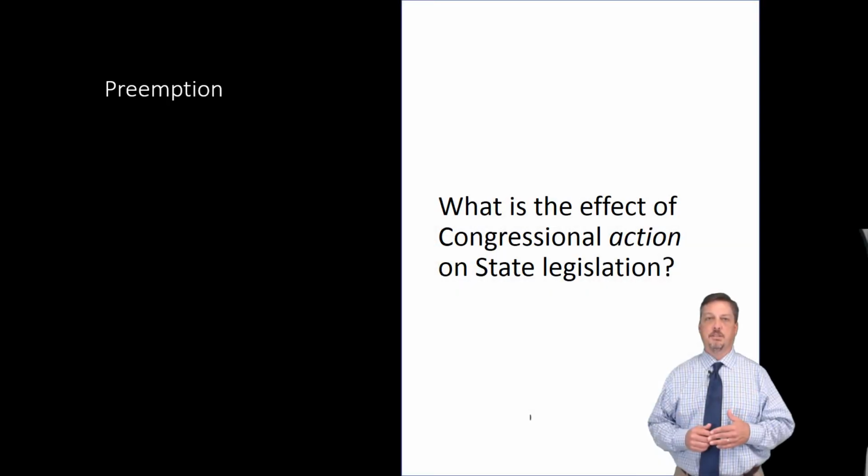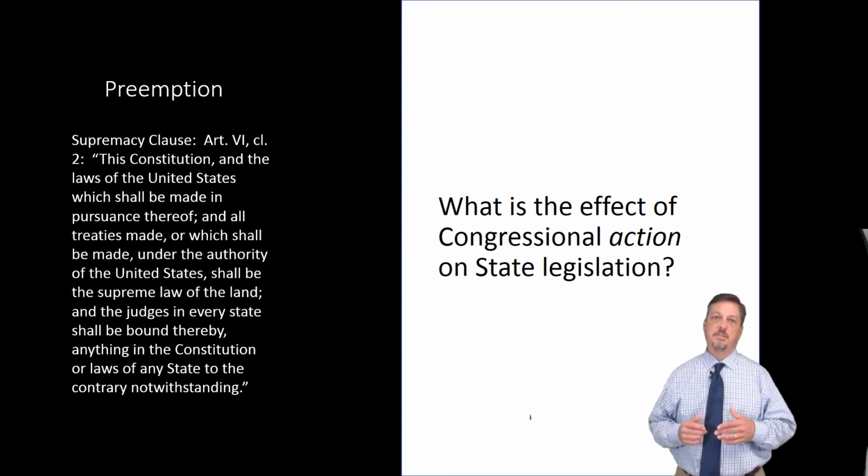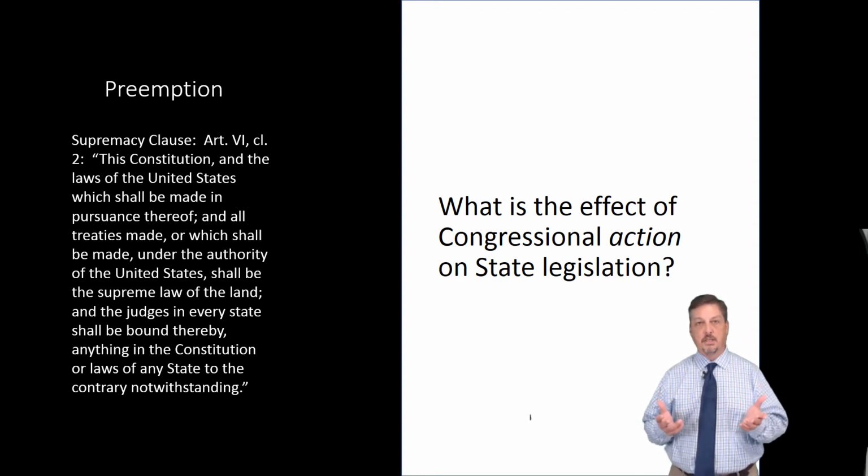Our final concept in this unit derives from Article 6 of the Constitution. Article 6 contains 3 miscellaneous provisions, including the Supremacy Clause, which states as follows. This Constitution and the laws of the United States which shall be made in pursuance thereof, and all treaties made or which shall be made under the authority of the United States, shall be the supreme law of the land. And the judges in every state shall be bound thereby, anything in the Constitution or laws of any state to the contrary notwithstanding.